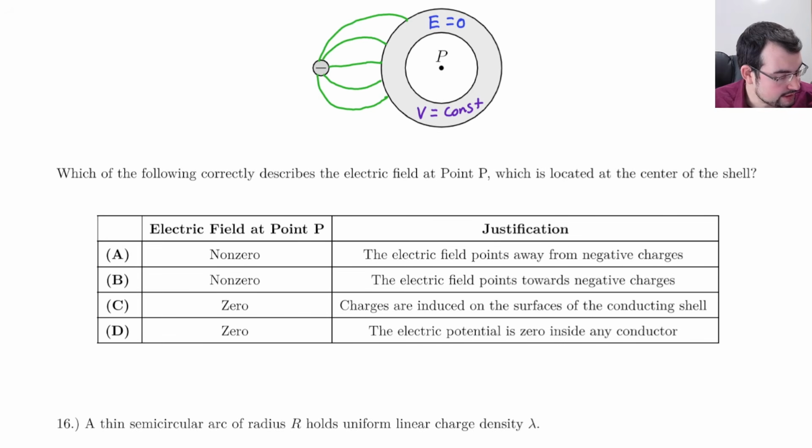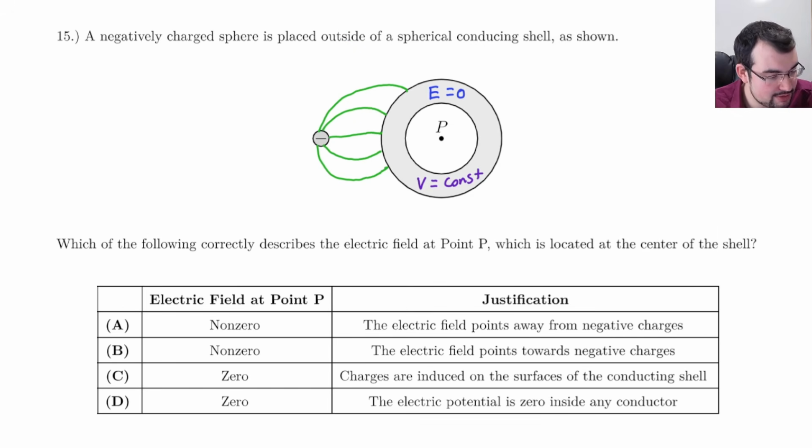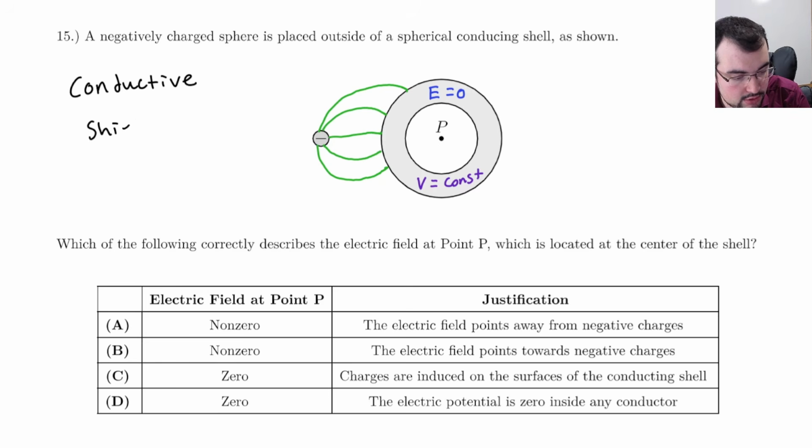Now, that actually gives us a justification. So this justification is correct. Charges are induced on surfaces because that is entirely how the cancellation happens. It's by surface charges moving around. But is the field 0 or not? Well, this is an example of something called conductive shielding, where if you are surrounded by a conductor, you are ignorant of your surroundings.